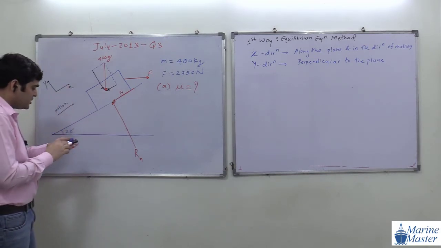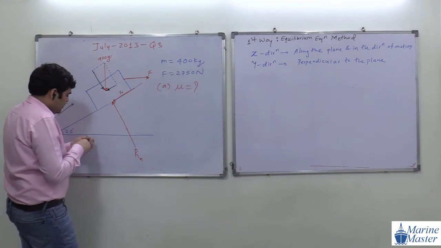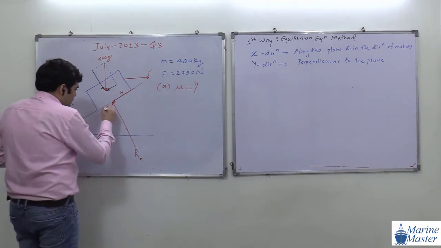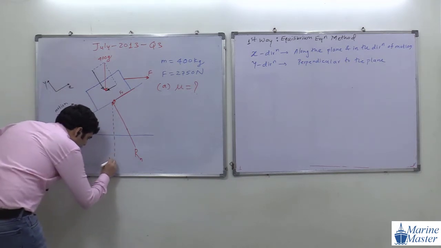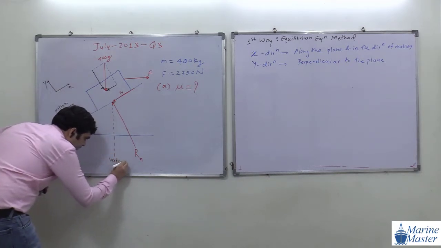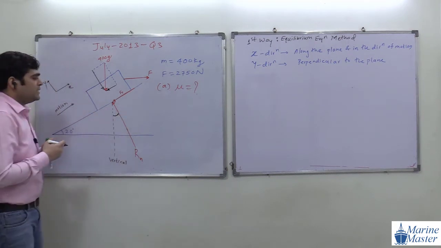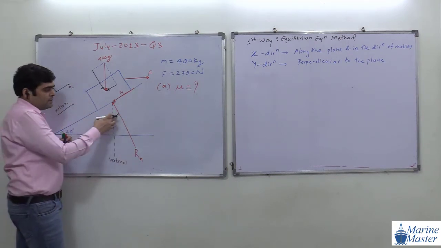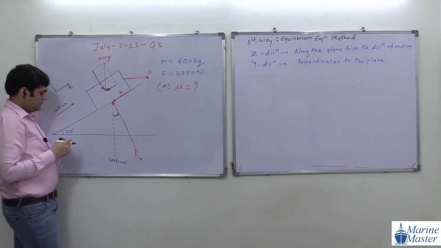Very, very important discussion. Now guys, see this point here, everyone. I am going to draw a vertical line. This is our vertical line. What will be this angle, guys? What will be the value of this angle, this black color angle?